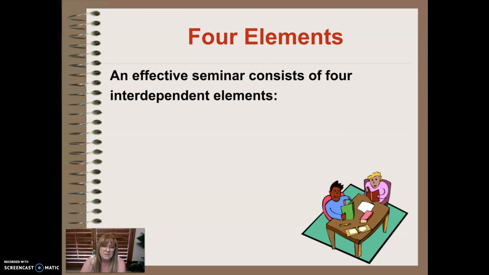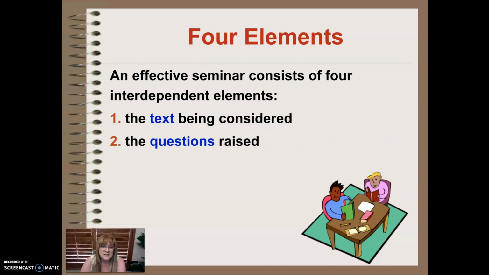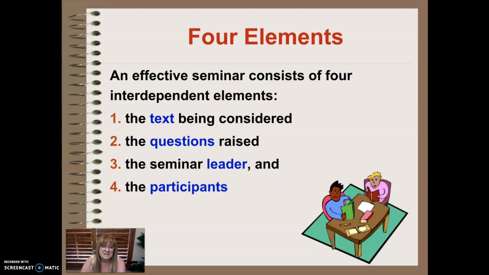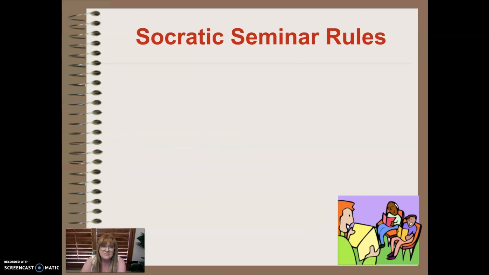So the 4 elements. An effective seminar consists of 4 interdependent elements. First, there has to be a text that's being considered. Second, there's going to be some questions that are raised. Third, there'll be a seminar leader, and initially it will be me, but eventually we'll start adding some students into that. And, of course, you guys, the participants.